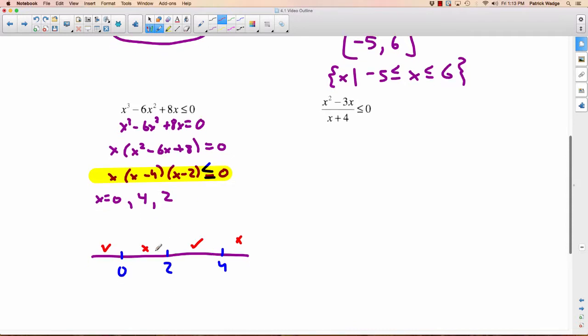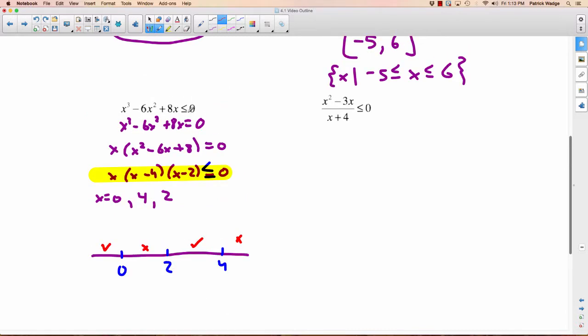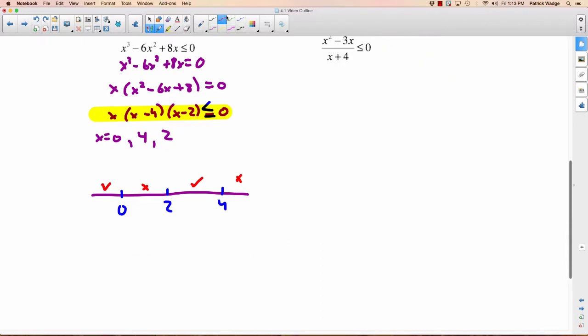Okay, now we have two regions that work. We have this region down here, and we have this region up here. So we're going to use set notation to write this. How do we do it? First thing we have to do is figure out what kind of brackets we're going to use. Well, it's less than or equal to, so if you want, you might even want to get in the habit of putting the points on here right away.